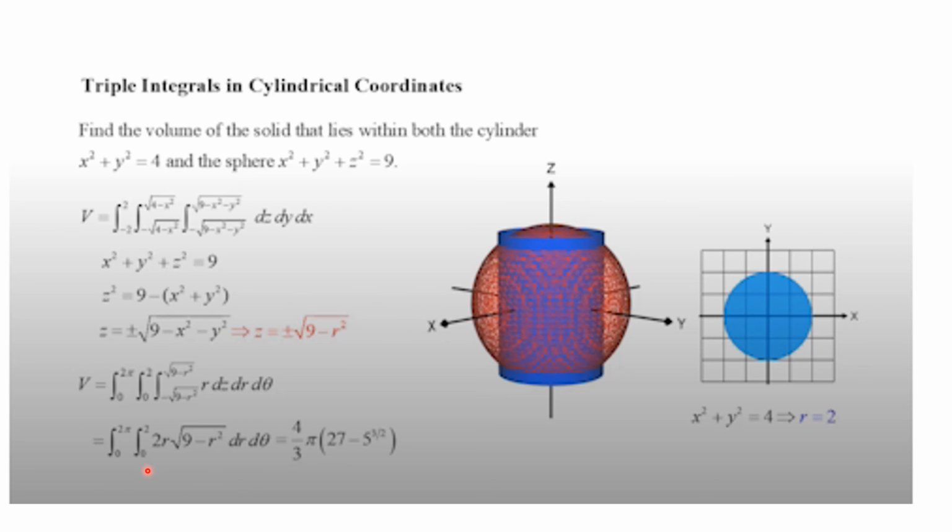And so now we're going to integrate r going from 0 to 2 and theta going from 0 to 2 pi. We do that calculation, and what we get is 4 thirds pi times 27 minus 5 to the 3/2. That is the exact answer.